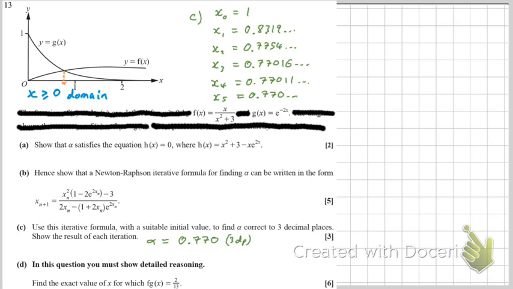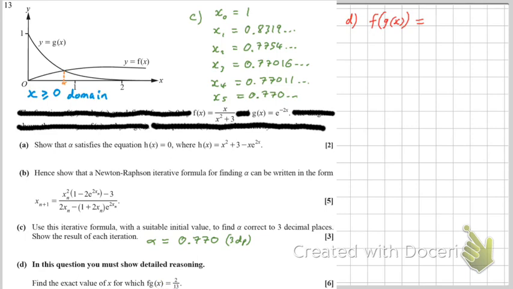And then part D, which is quite different from A, B and C. A, B and C is all about really sort of setting up and then using the Newton-Raphson method, whereas part D is kind of a functions question. So f of g of x is what we're asked about. F of g of x, and it needs to equal 2/13.